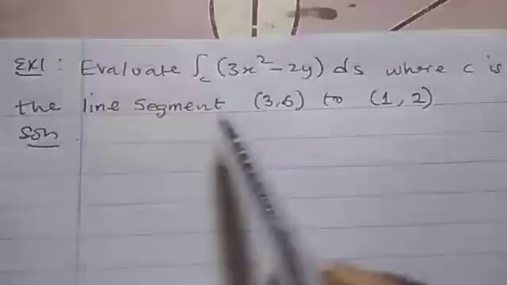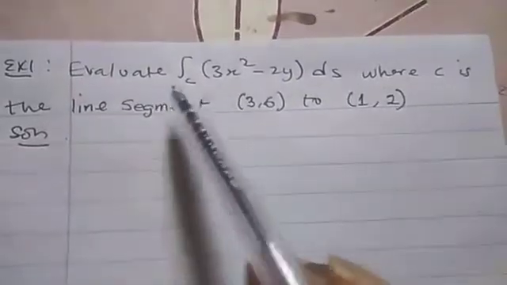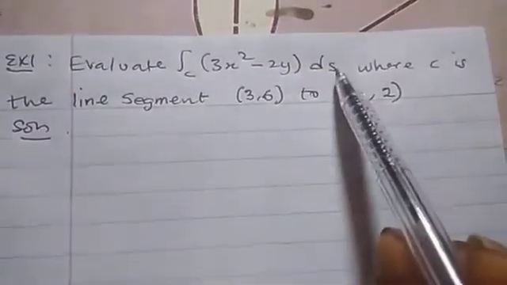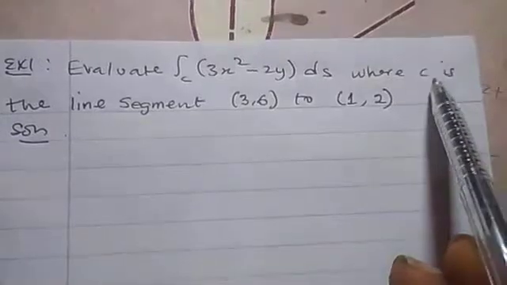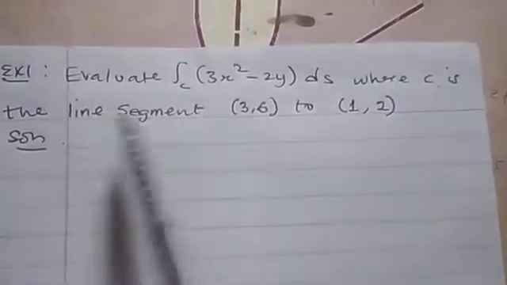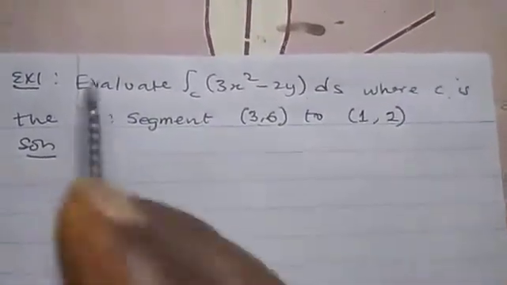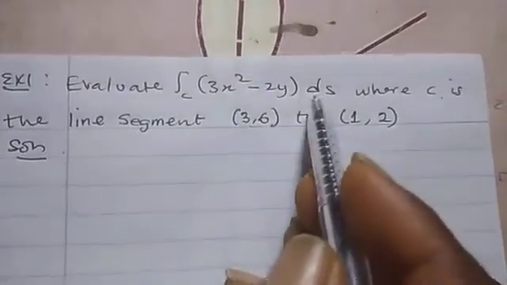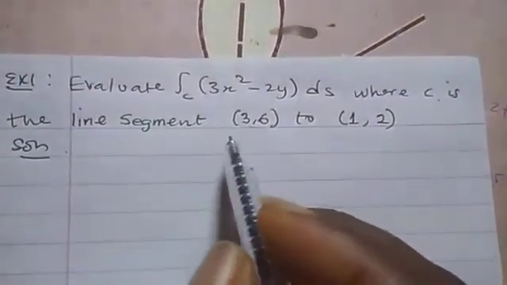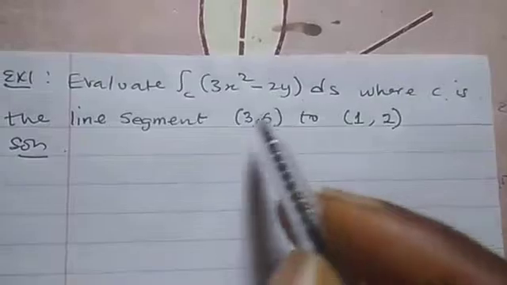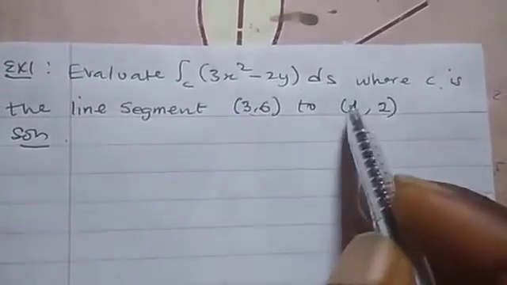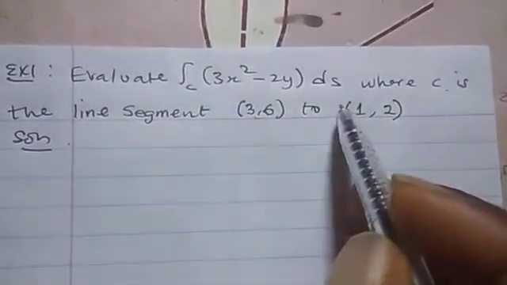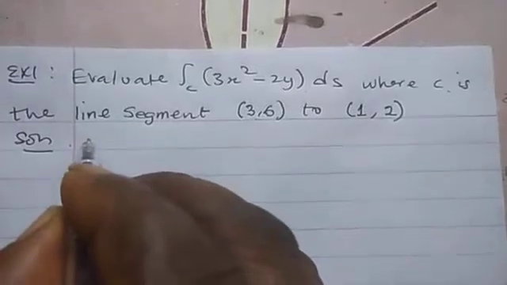Let's take an example under this. So we have our example 1 here. We want to evaluate this line integral over this ds, where c is this line segment. The first thing is, before we get our ds, we need to know our y and x. How do we get that? We follow what I just did to parameterize the equation. We get the parametric equation.